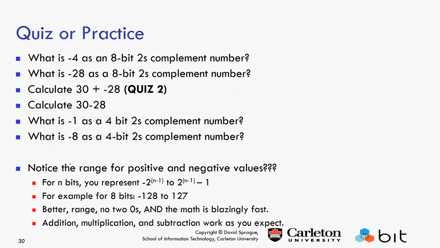Okay, so if I want to figure out what 4 is as an 8-bit binary number, what would I do? Let's do 28, negative 28, just to see what happens there. And then I'm going to leave the quiz, because we're going to see what negative 28 is, but practice with negative 4 first. We're going to see what negative 30 plus negative 28 is going to be. I'll give you a hint. When you've calculated this one, you've also calculated the next one.